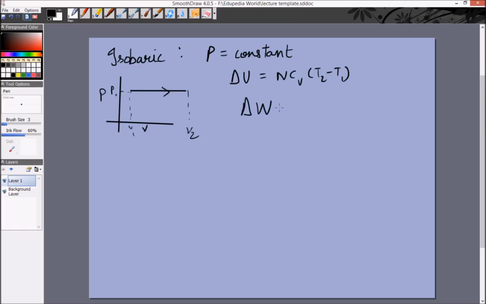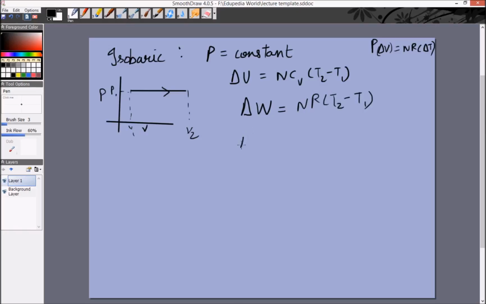Delta W will be equal to P delta V, this area. But since P is a constant, P delta V can be written as nR delta T, right? P delta V is equal to nR delta T. This is not always true, but this is true if P is the same in both cases. Otherwise, this would be delta of PV, change in PV. Right, so this is equal to nR (T2 minus T1).